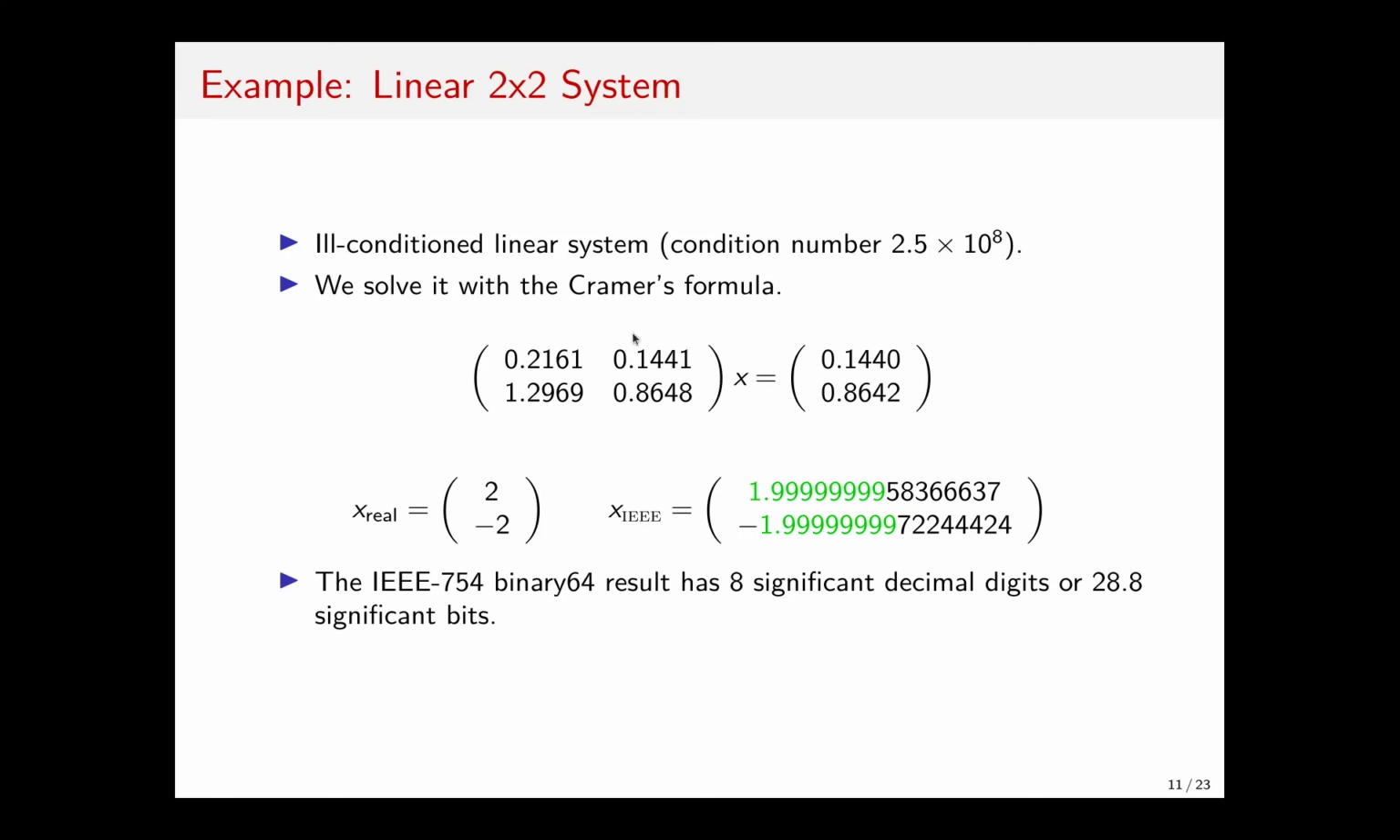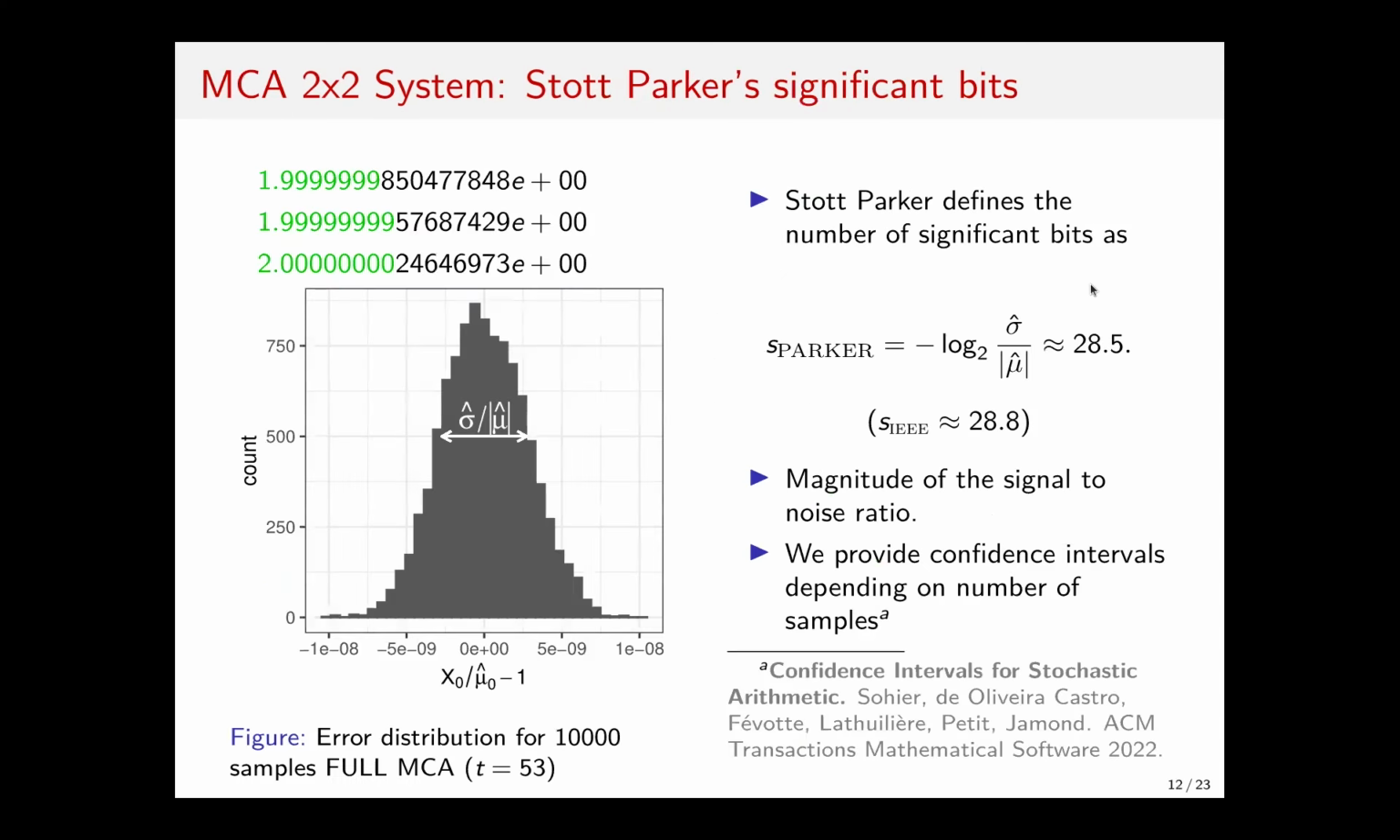So we are going to solve it very naively with Cramer's formula. And you see, here is the result we get when we compute in double precision. And here is the mathematical exact solution. So when we compare both, we can see that we have around 8 significant decimal digits or 28 significant bits, which is expected when we know that the condition number is around 10 to the power of 8. So now, what can we do?